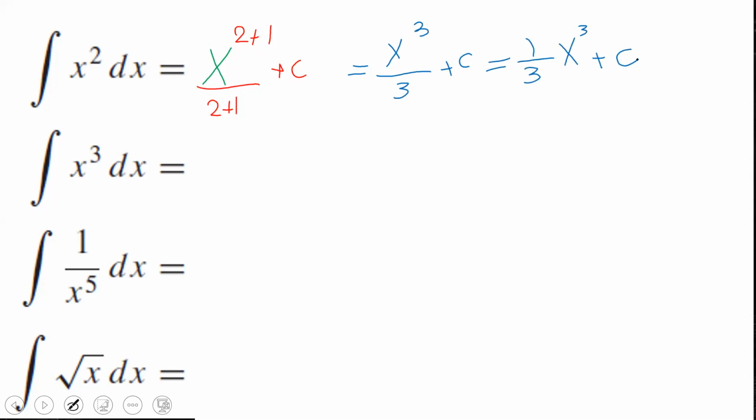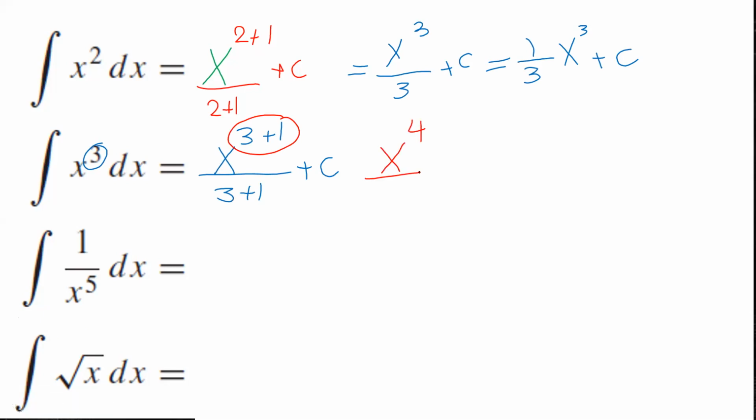Look at the second one now here. x, here the exponent is 3. So I will say 3 plus 1 over 3 plus 1 plus c. Now, 3 plus 1 is 4. So x raised to the power 4 over 4 plus c. Or you can write it also as 1 over 4 x to the power 4 plus c.